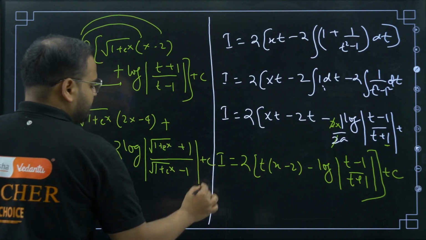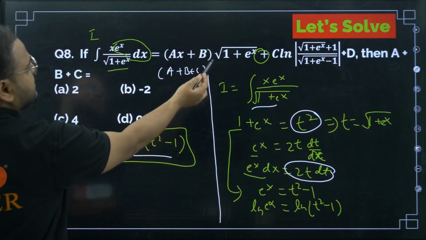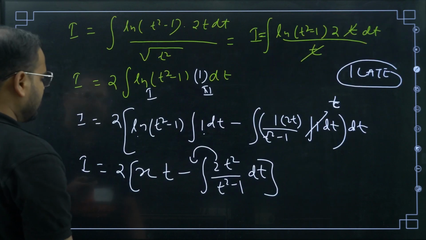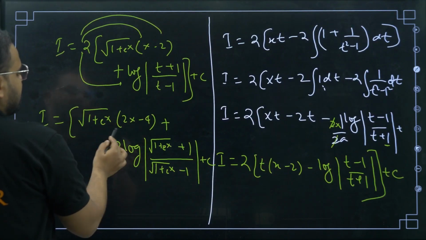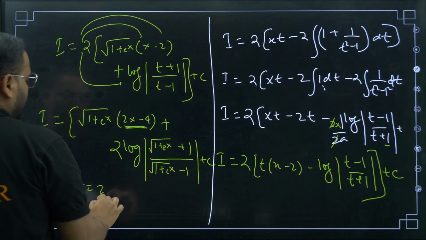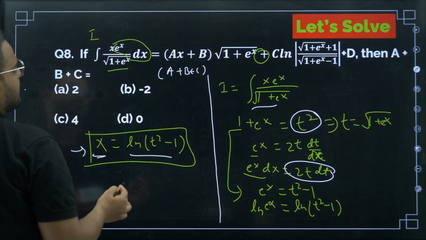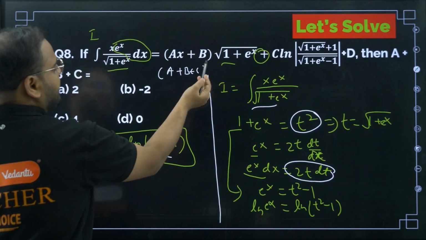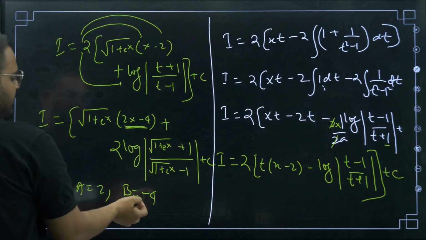Now you check the standard form. I get the same thing, ax plus b like this. Now if you compare this, what are you going to get? Ax plus b, 2x minus 4. My a is 2, b is minus 4. 1 plus e power x is multiplied with ax plus b, so multiplied over here with 2x minus 4. So a is 2, b is minus 4.